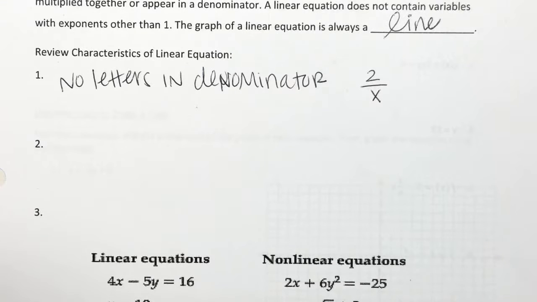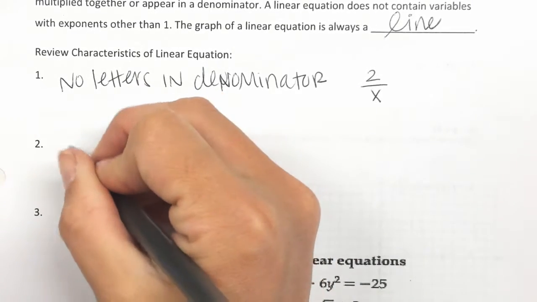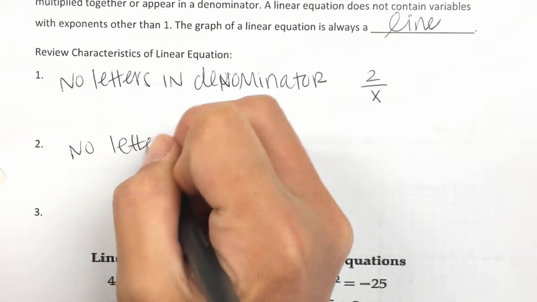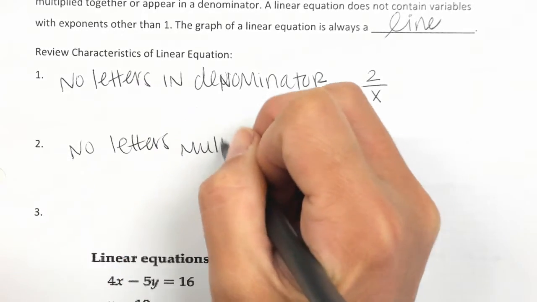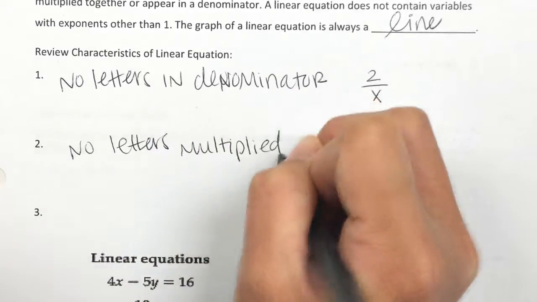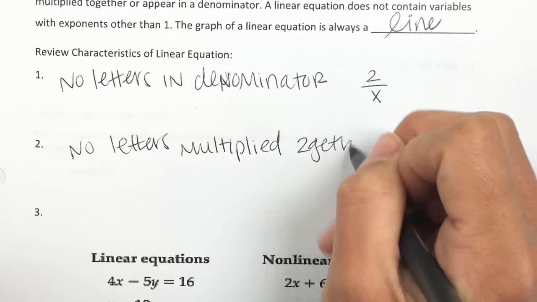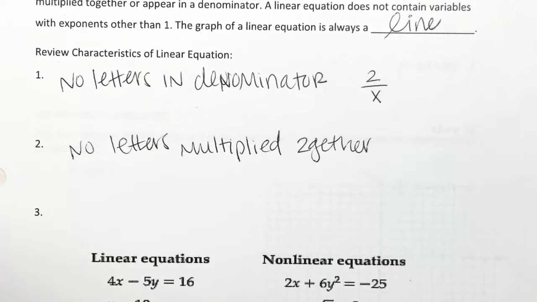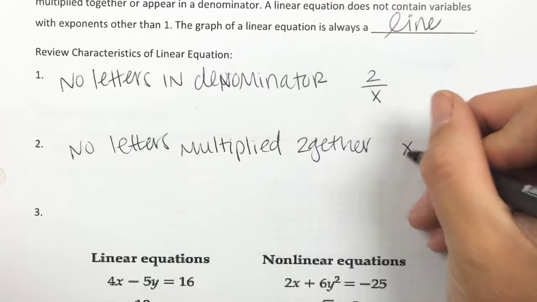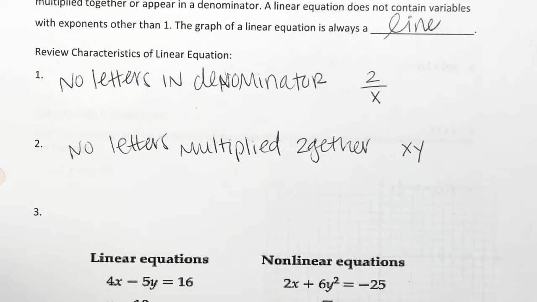The second thing that cannot be, if it's a linear equation, is you can't have any letters multiplied together. So no letters multiplied together. So, for example, if you see x, y in an equation where the x and the y are 2 different letters multiplied together, it's not a linear equation.